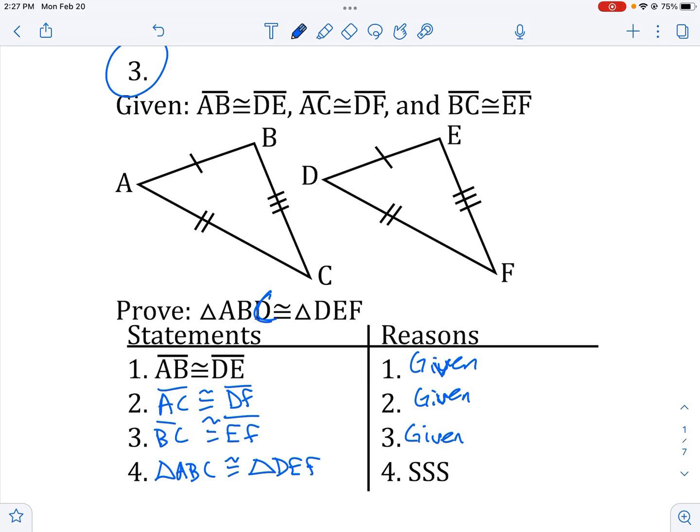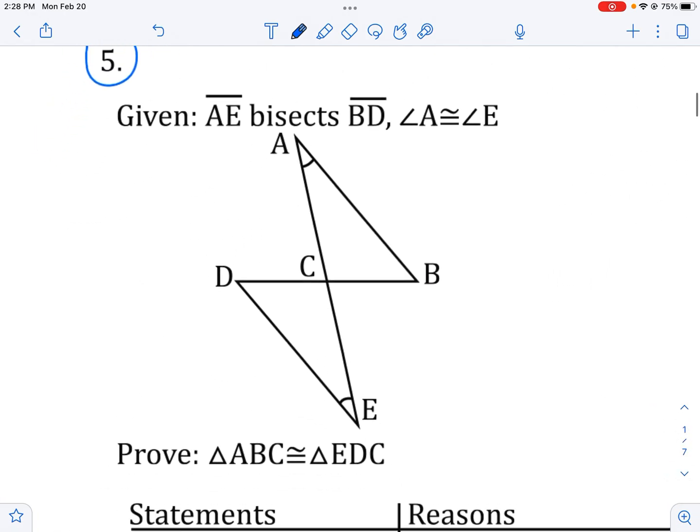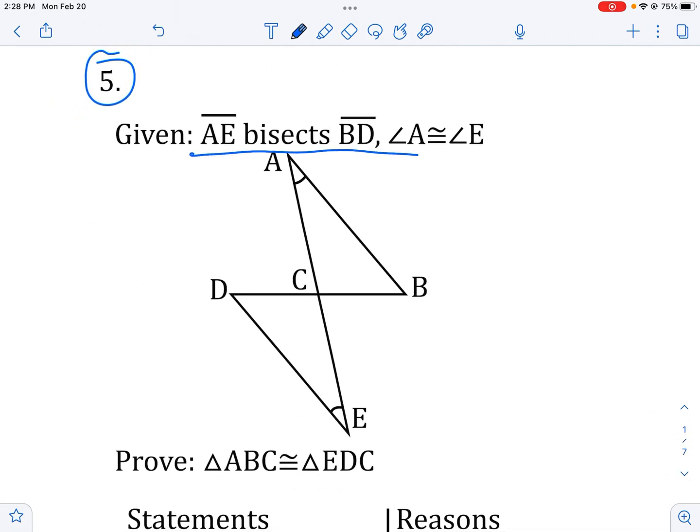And so that's basically how these proofs work. It's a lot of filling in information that you know, and then why the 2 triangles are congruent: side, side, side, or side, angle, side, things like that. Well, this is the easiest kind of proof that you can do, where all the information is given to you. Let's look at one where we have to make some conclusions based on other properties that we know about geometry. And so let's jump to 5. 5 has a little bit different given information here. It has AE bisects BD, and that angle A and angle E are congruent to each other.